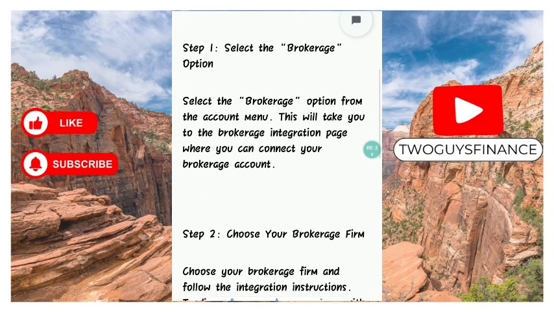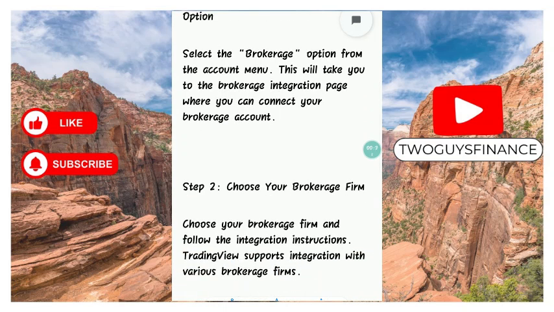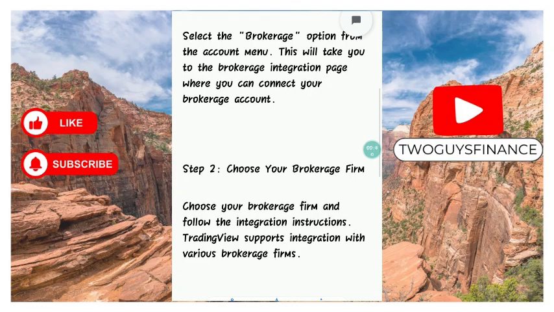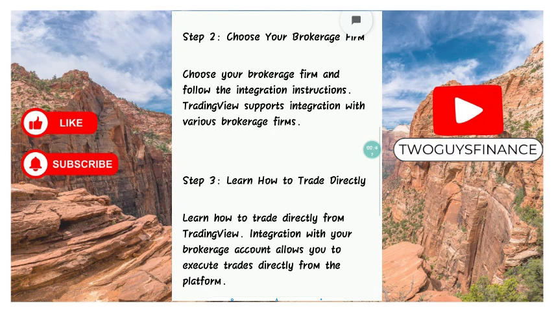The second step is to choose your brokerage firm. You want to choose your brokerage firm and confirm and follow the integration instructions. Tradingview supports integration with various brokerage firms. Just follow that.